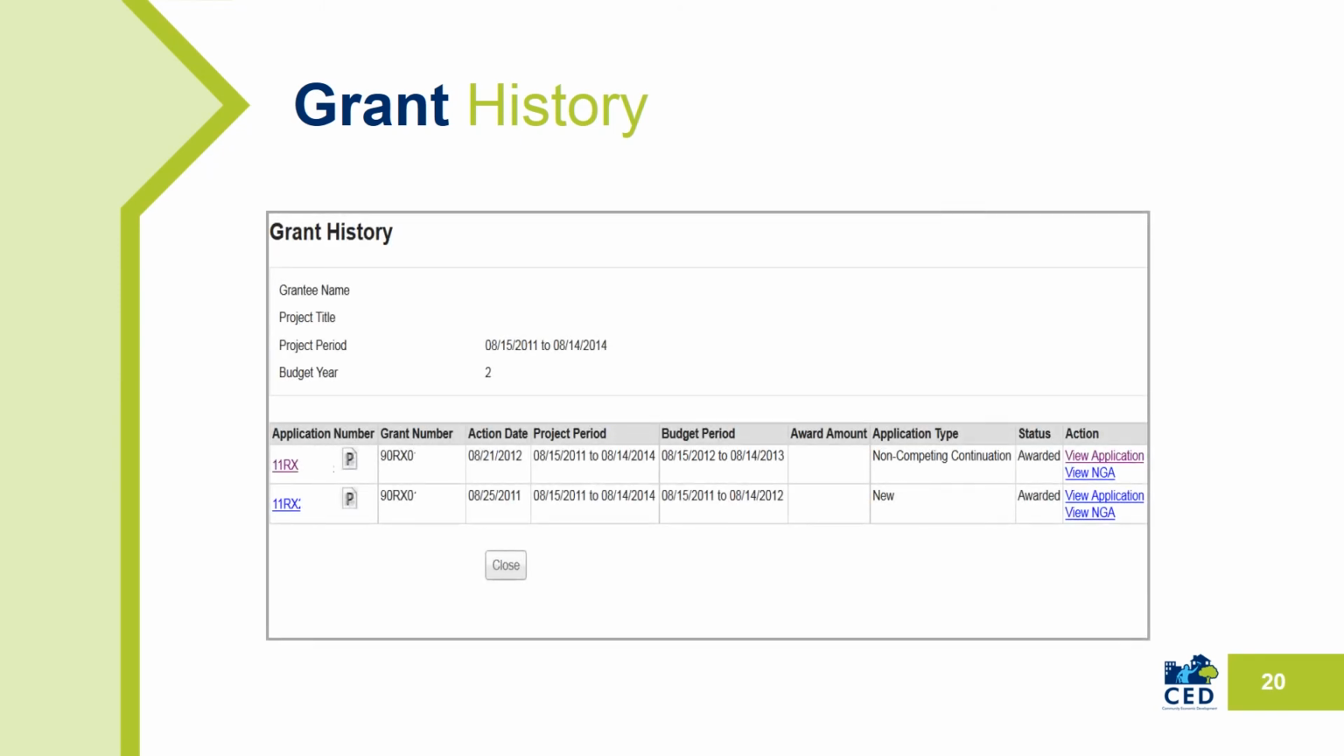This is the screen where you will access past applications and notice of grant awards. To access these documents, view the links under the Action column to the right of the screen. You will also notice the Status column, which is where you will track the status of amendments you've submitted.